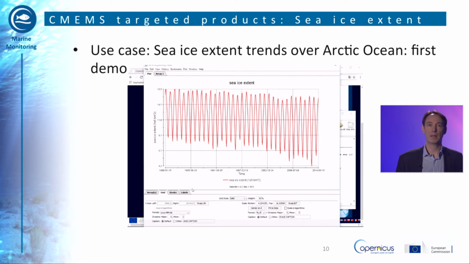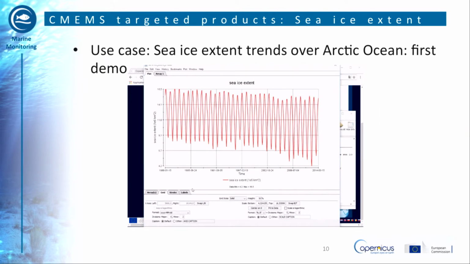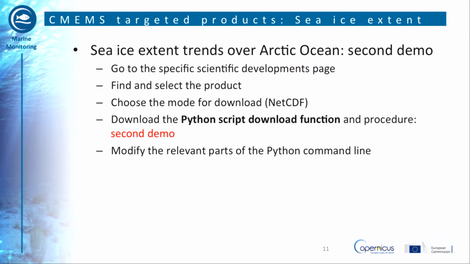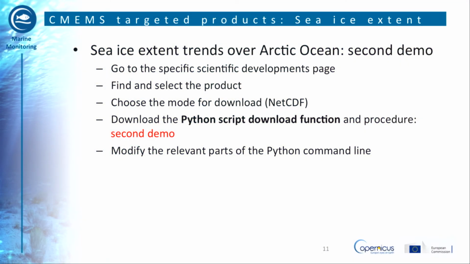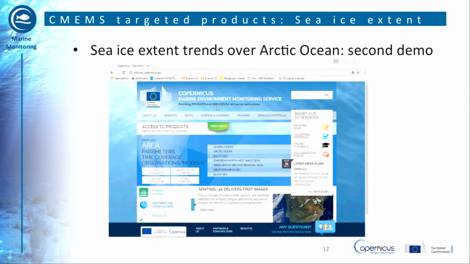You can modify the configuration of the plot, for example, the format of the date along the x-axis by clicking on the grid and choosing another format. The following video shows how to get information about the sea ice extent trends over the Arctic Ocean and displays a second demo consisting of the download of the Python script function and procedure. It also shows how to modify the Python command line.